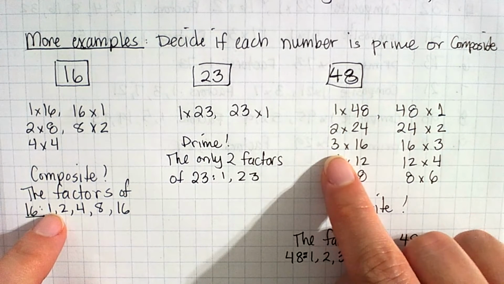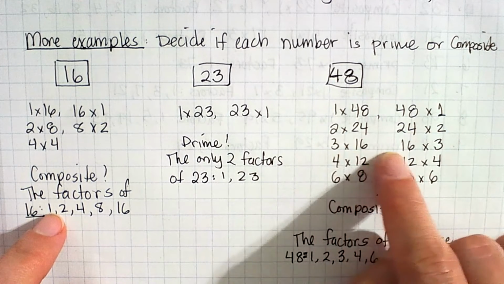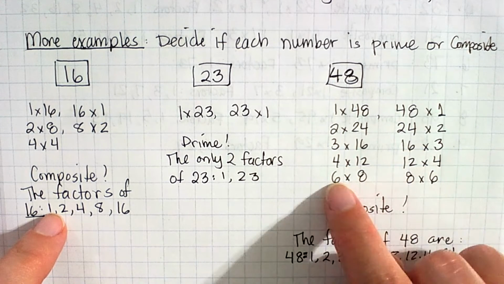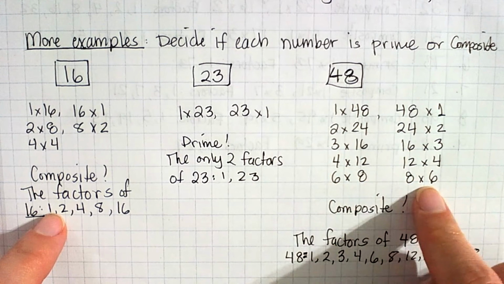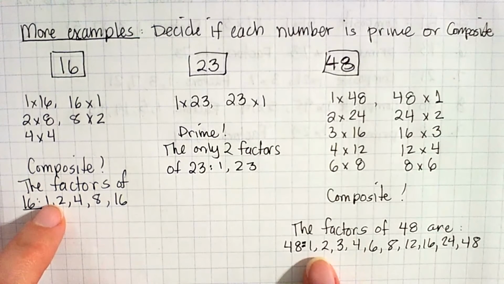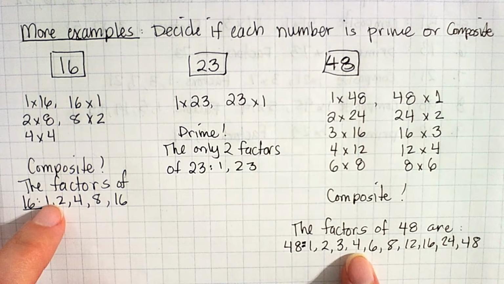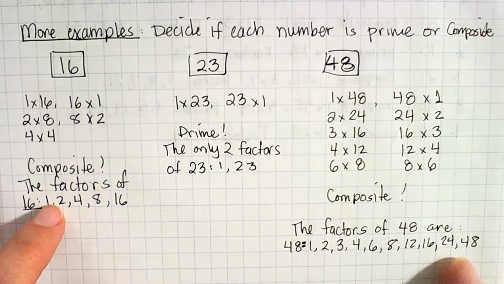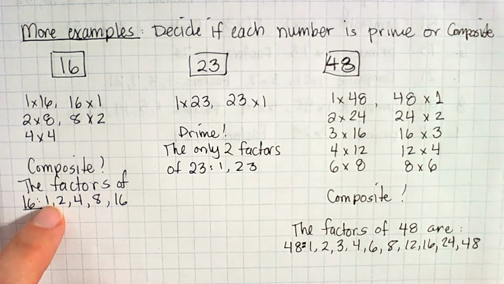48 can also be divided by 3. 3 times 16, or 16 times 3. 4 times 12, or 12 times 4. Then 6 times 8, or 8 times 6. So we know that 48 is a composite number because all of the factors of 48 include 1, 2, 3, 4, 6, 8, 12, 16, 24, and 48.